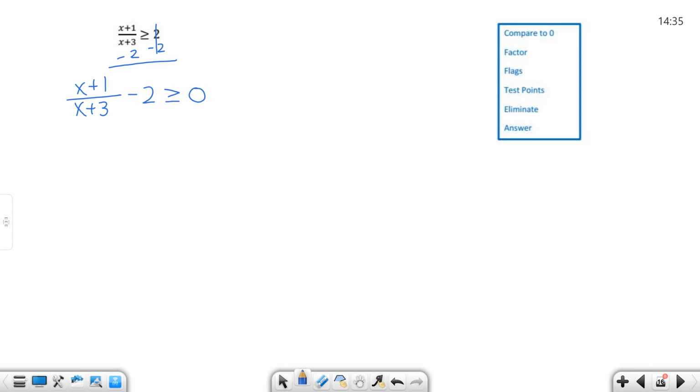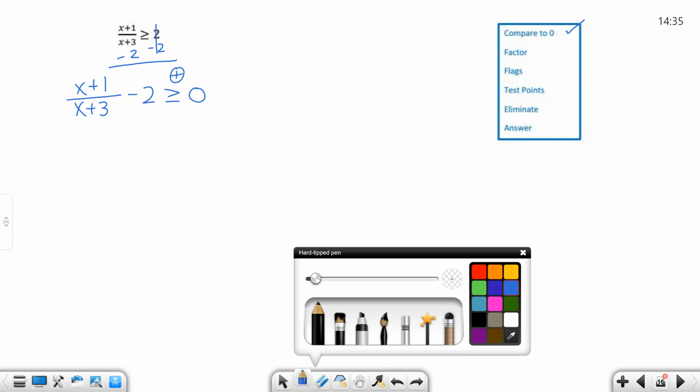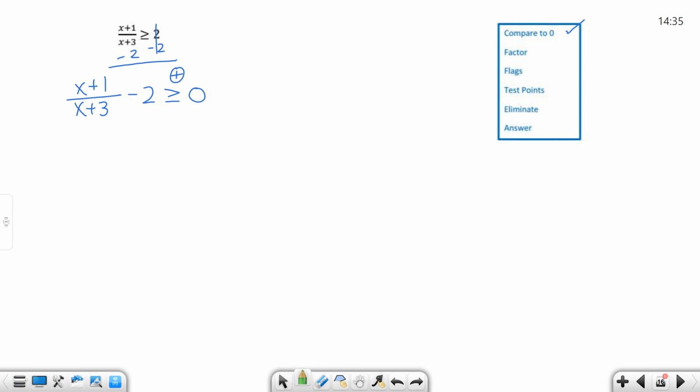It is compared to 0, but it's not factored, which is my next step. Since I'm looking at greater than or equal to 0, I'm looking for pluses. I can check that off. But to factor it, I can't have this term and this term separate. I'm going to have to get a common denominator. Oh boy. But if you know how to do common denominators, it's the same way.